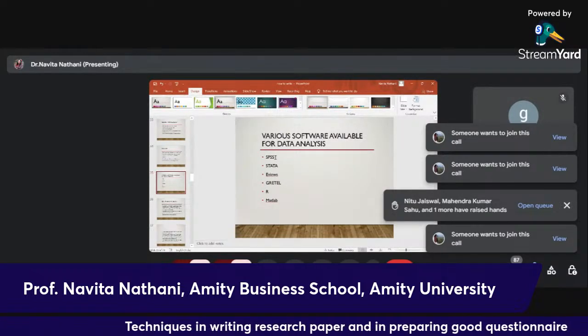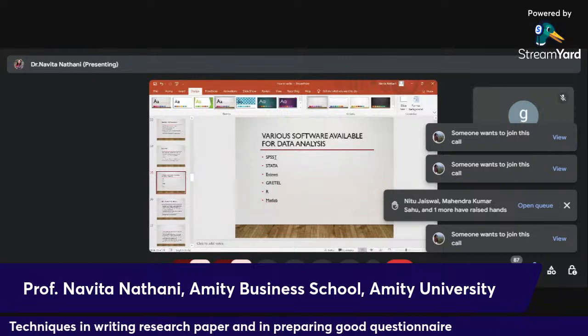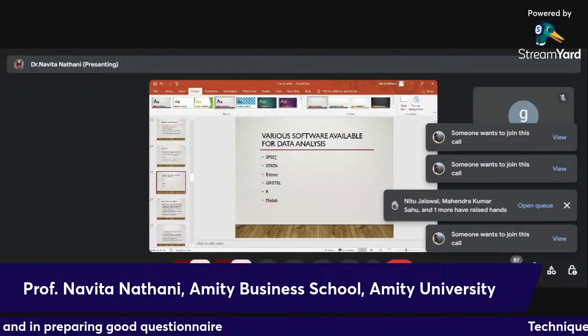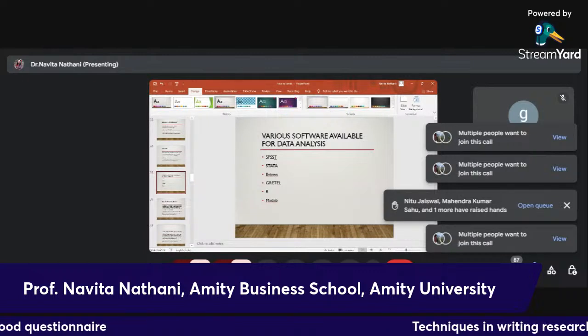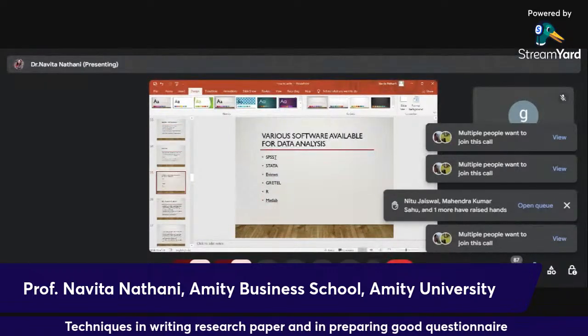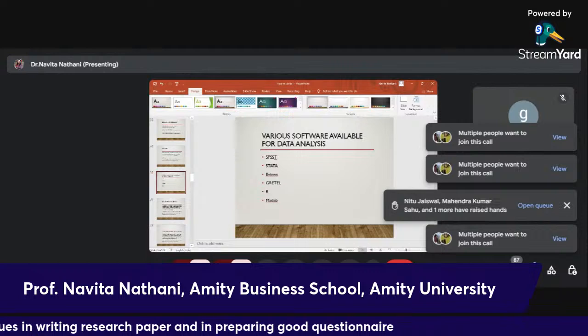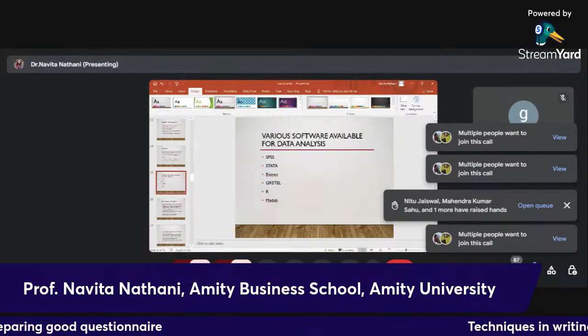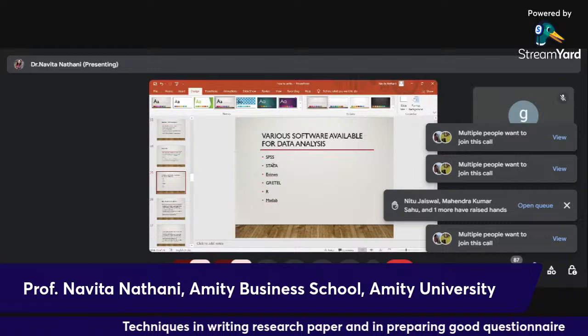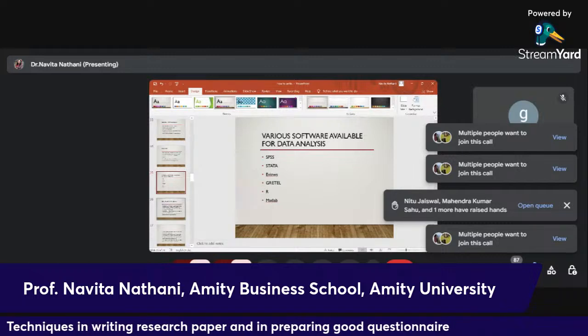And this is like VOSviewer, and even you can use R and Biblioshiny to do systematic literature review, SLR and PRISMA. So there are different software by which you can apply. But whenever you are applying any software, you should be well versed with the idea. SmartPLS can also be a good software.